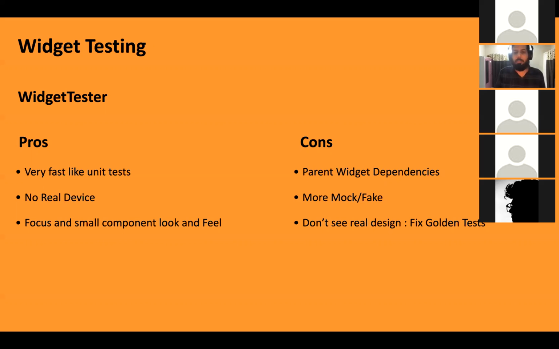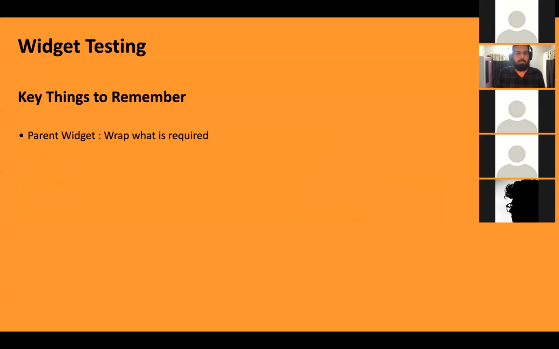You can fix that by using a golden test. That is nothing but taking a screenshot of whatever the test has run and matching it with the previous one. It will save that screenshot, and whenever you run the test again, it will match with the previous screenshot. So basically it's matching image to image. In that you can see how the UI looks like. Now, the key thing to remember is parent widget: wrap what is required. Don't try to wrap everything in order to make it work. Just see what is required and wrap only that specific parent.